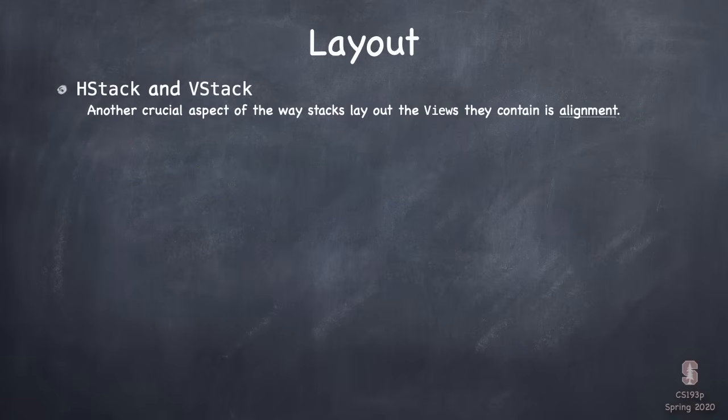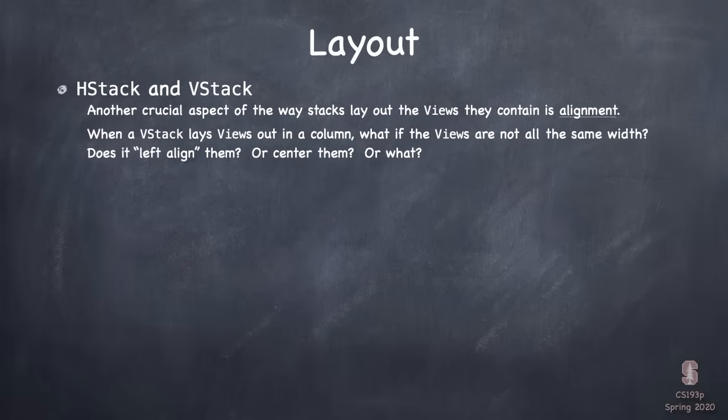Another important part of HStack and VStack's layout is their alignment. So imagine you have a VStack, right, a vertical stack of views. And what if those views pick their own size and they're not the same width? Okay, so they can't all be kind of filling the whole width of this vertical stack. So does the VStack left align them or center them or right align them? How does it know where to put them?